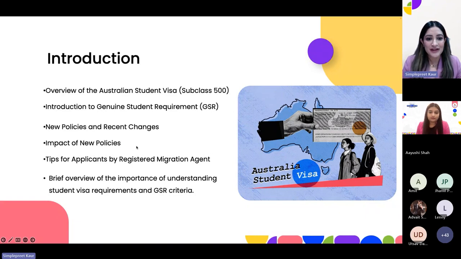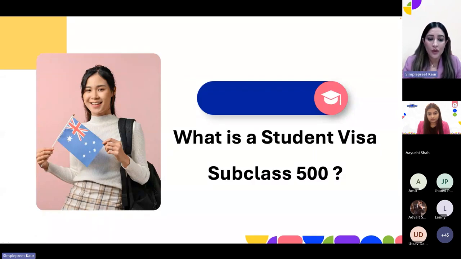I am Simplepreet Kaur, a registered migration agent, and I'll be talking about the overview of the Australian student visa, introduction to the GSR, new policies and recent changes, impact of these policies, and I'll give you a few tips in the end of the session. And apart from it, the GSR criteria in detail will be discussed by my colleague Aayushi. So let's get started. What is a student visa?